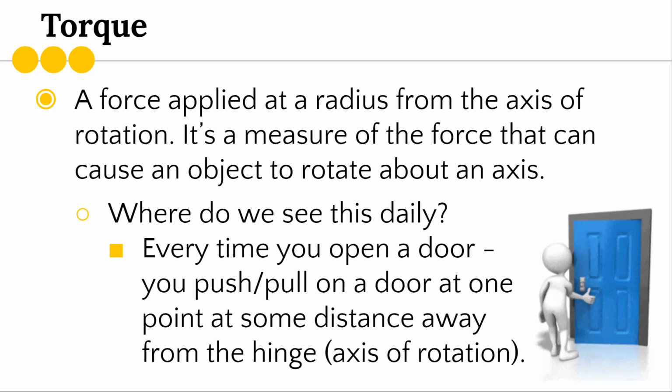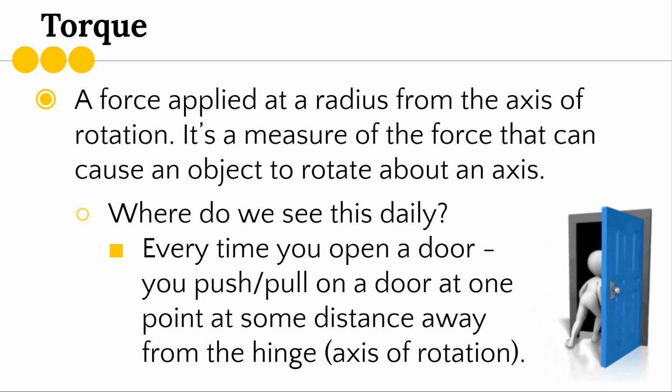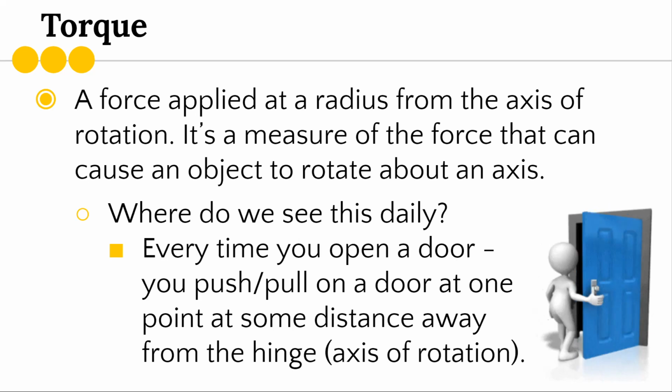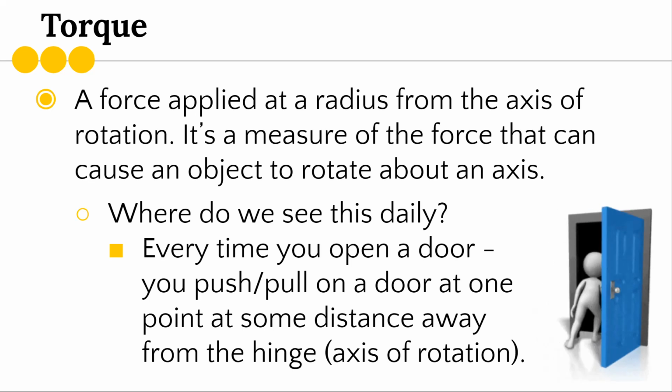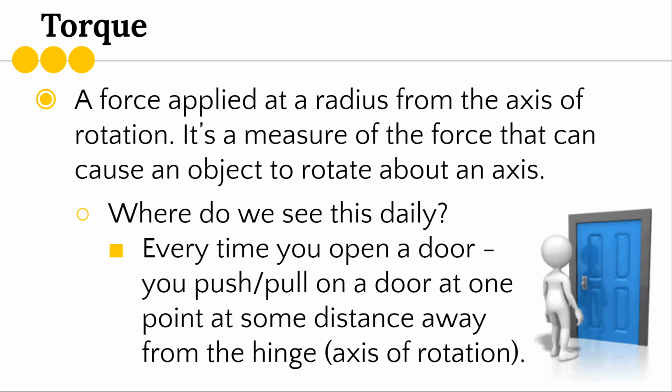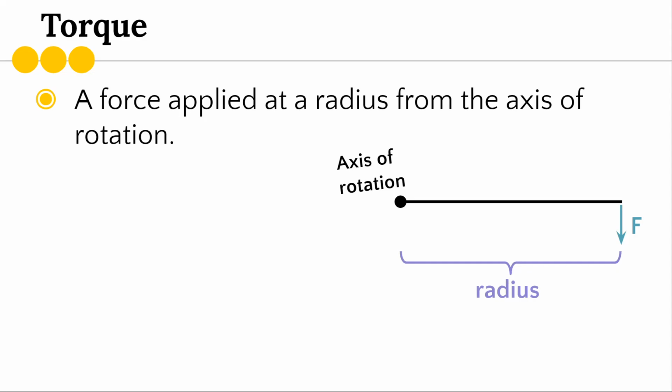Every time you open a door, you push or pull on that door at some point that is some distance away from the hinge, the door hinge. And so you are applying a torque to that door. But yes, there are lots of other examples. I heard car, yeah, you have torque in engines as well. We're not going to get into all that, but we're going to stick with more simple examples like a door, or like what you saw in your lab the other day when you had that meter stick balancing on a ring stand and a pen.